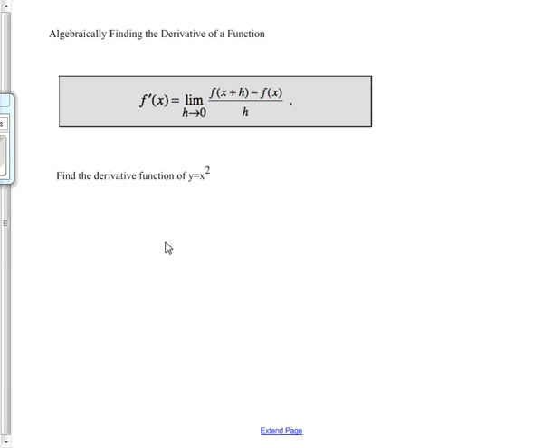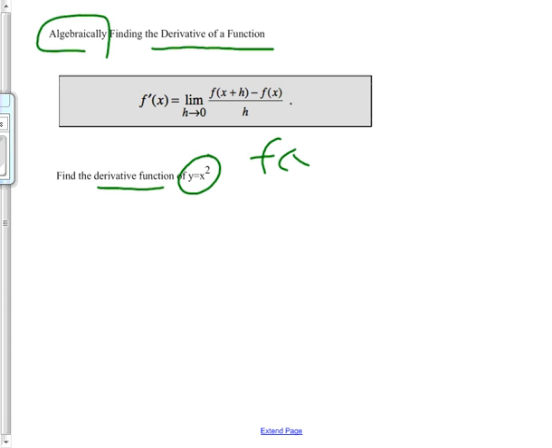Okay, now we're actually doing some real proof work for finding the derivative of a function. We're doing it algebraically, and the answer that we get is going to be the exact derivative of the function. So what we're going to start off with is looking at the derivative function of y equals x squared. We've got our function f of x equals x squared, and we want to know what is the derivative function.